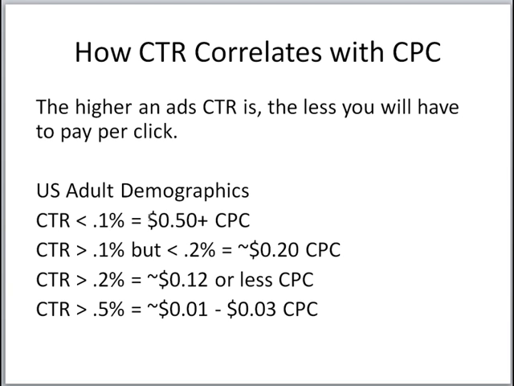So that's why it's really important. It's pretty easy to get a CTR of 0.1% or higher if you know what you're doing. When you're making a big group of ads, you'll have a good mixture of different CTRs. So the ones that are above 0.1% are the ones you'll want to keep. Usually they'll be the cheapest for you.